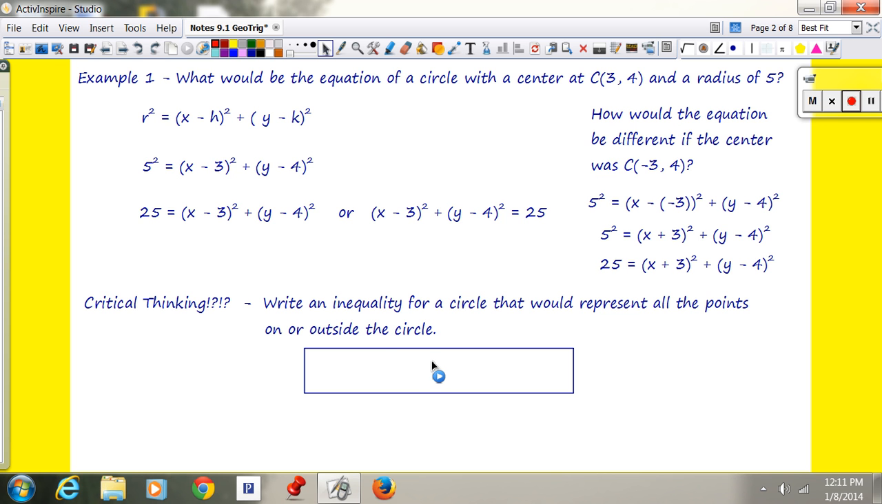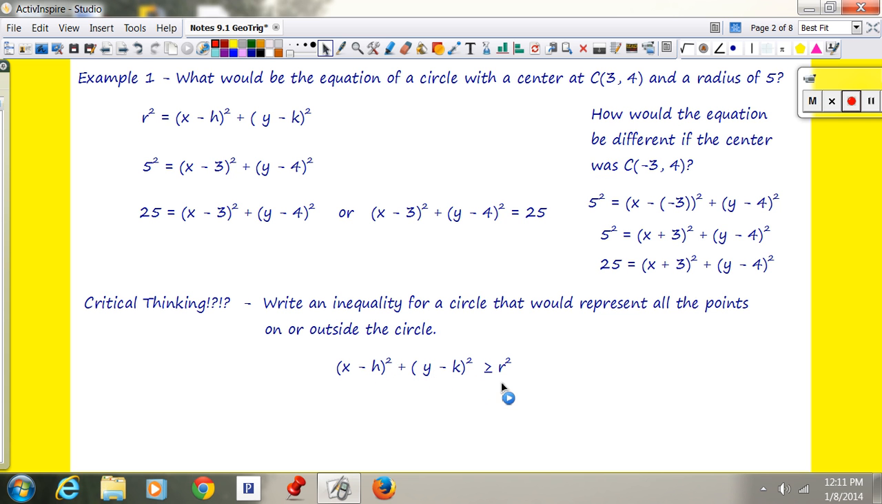Well, any point on the circle would have this equation equaling, this line right here is equaling the radius. So if we plugged in any x and y and it was equal to the radius squared, then it would be on the circle, because that would be equaling our radius. If you square rooted both sides, the distance formula would make it equal the radius.